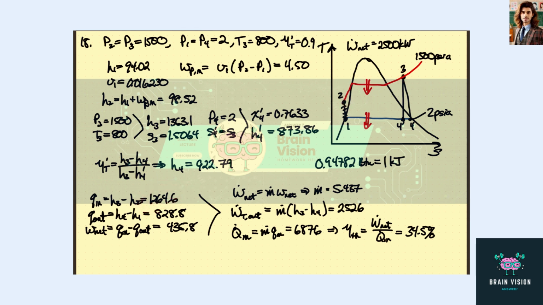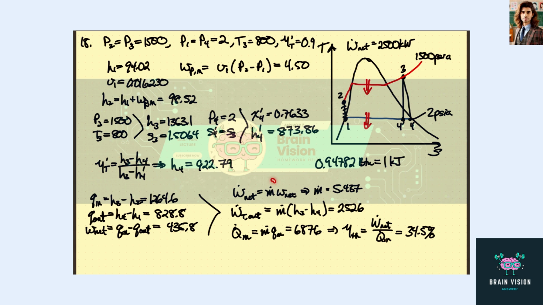1,265 BTU per pound mass. The specific heat transfer out is the enthalpy here minus the enthalpy here. That winds up being 828.8 BTU per pound mass. The net work is just the difference of these, and that winds up being 435.8 BTU per pound mass.